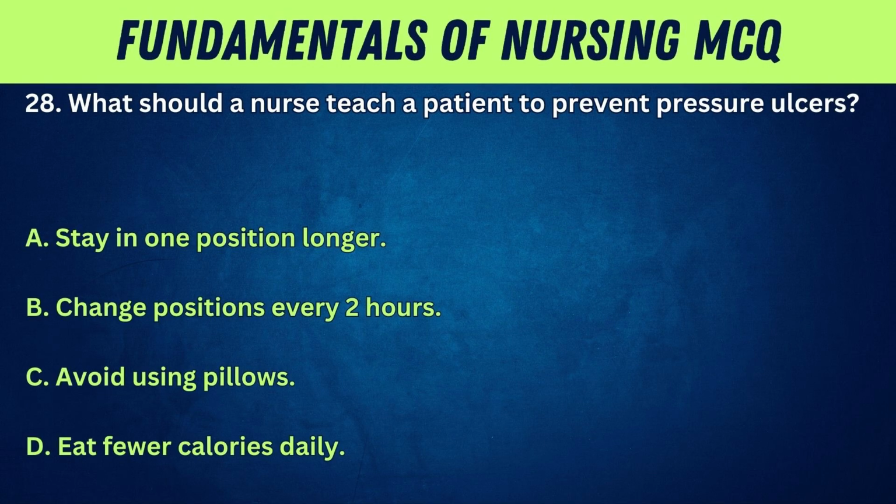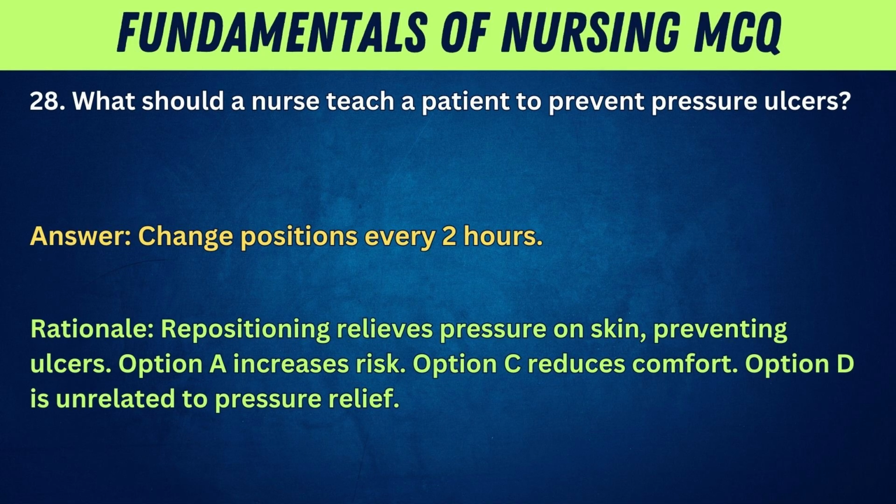28. What should a nurse teach a patient to prevent pressure ulcers? A. Stay in one position longer. B. Change positions every 2 hours. C. Avoid using pillows. D. Eat fewer calories daily. Answer: Change positions every 2 hours. Rationale: Repositioning relieves pressure on skin, preventing ulcers. Option A increases risk. Option C reduces comfort. Option D is unrelated to pressure relief.